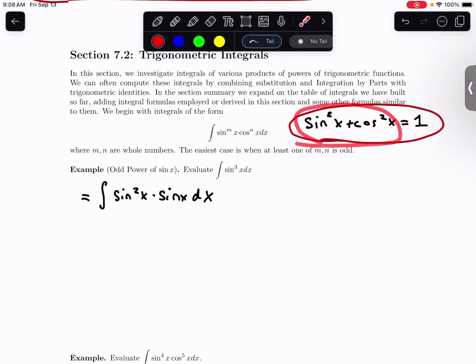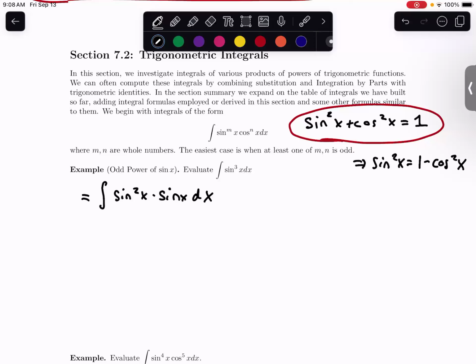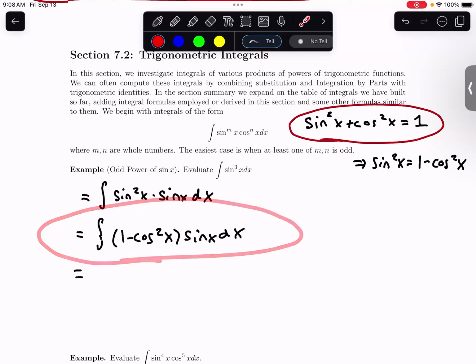So we want to use this formula. We have sine squared of x plus cosine squared of x is equal to 1, and it goes both ways. For this example, this tells us sine squared of x is equal to 1 minus cosine squared of x. So we can rewrite this integral in the following way. This is going to be the same thing as the integral of 1 minus cosine squared of x times sine of x dx. Once we're at this step, what can we do next?